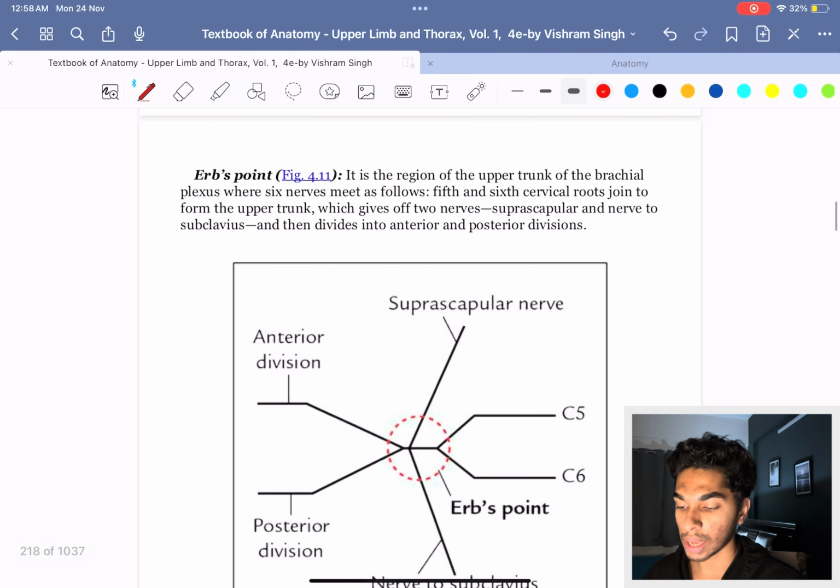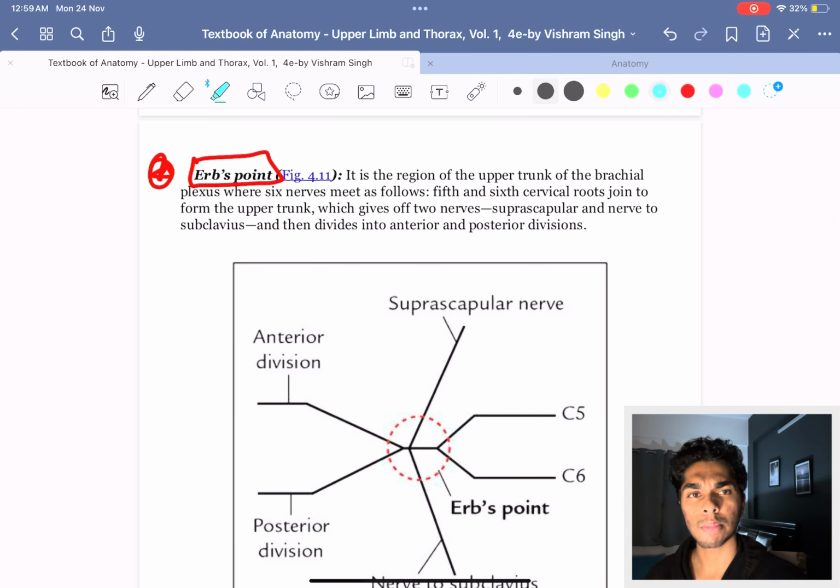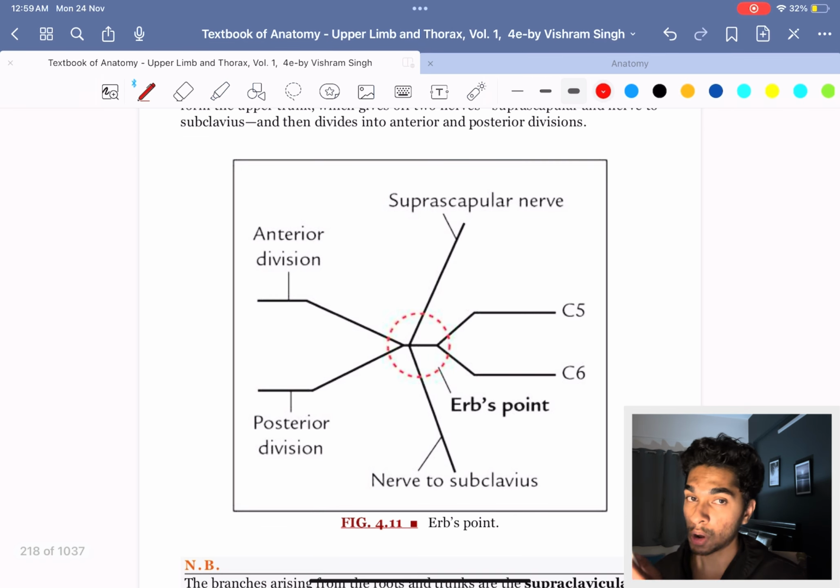There's something called Erb's point. Very important. Okay, what is this Erb's point? Erb's point is the meeting point of 6 nerves, where 6 nerves meet. What are those 6 nerves? It's given in this diagram. This diagram is not new again. First, let's see this diagram.